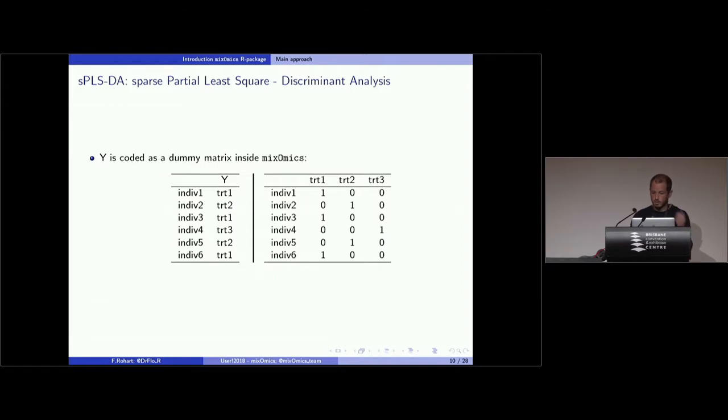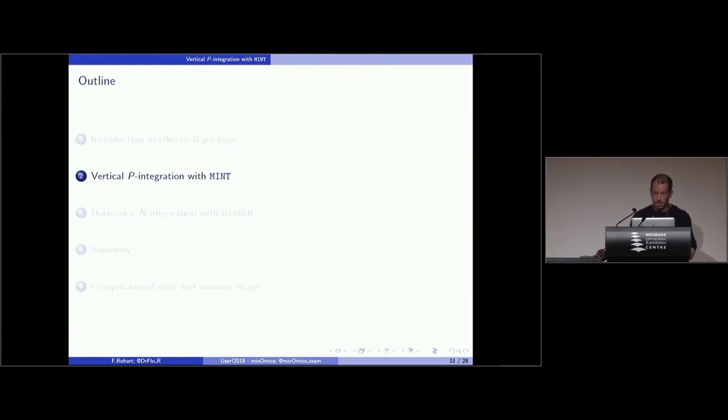Just one thing to tell you: as I said, when we are doing discriminant analysis, your Y is actually a class vector. Inside mixOmics, so you don't have to do that, it's done inside the function, we are transforming that into a dummy matrix so we can do linear combinations. But that's just a technical detail.